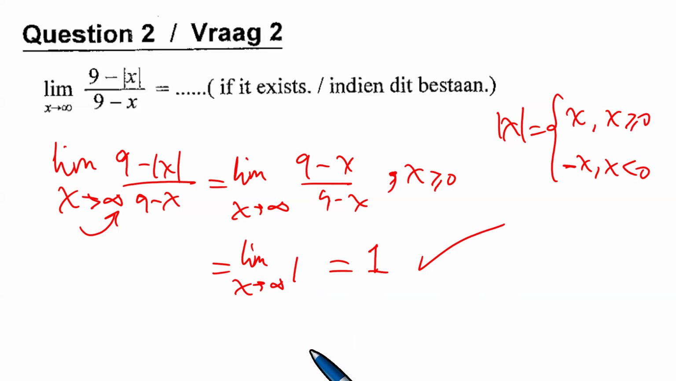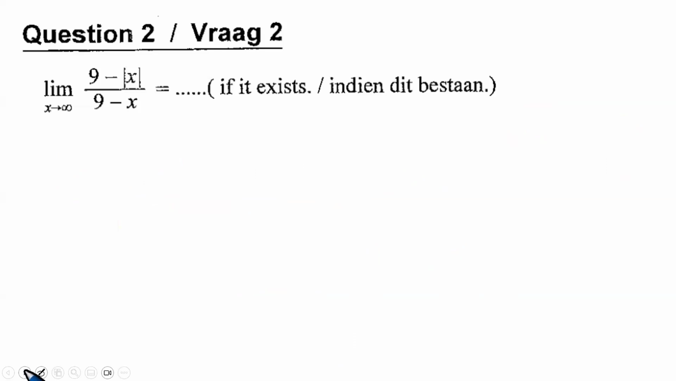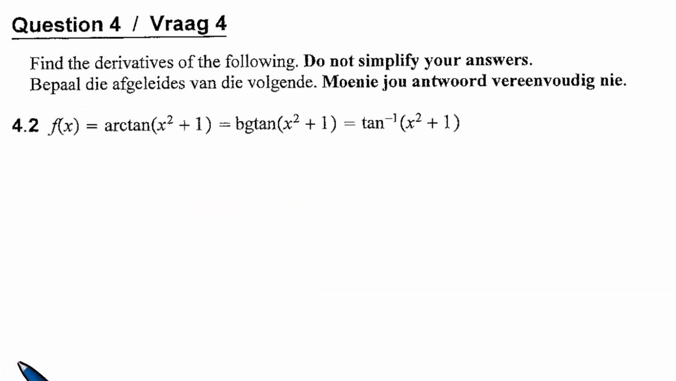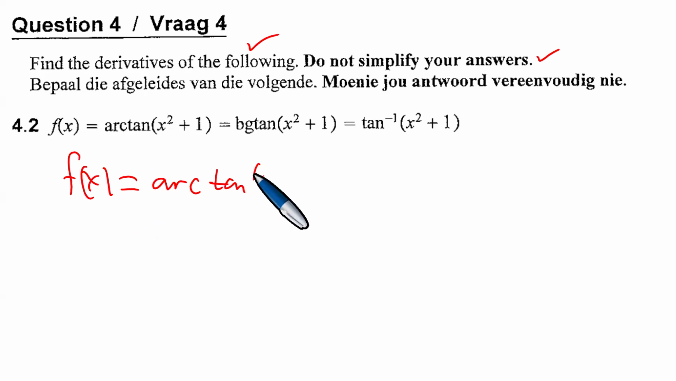We move to the next question. You always know that these things are recorded, so you'd have a chance to look into this. Find the derivatives of the following. Do not simplify your answers. Question 4.2 is f of x equal to arctan of x squared plus 1.